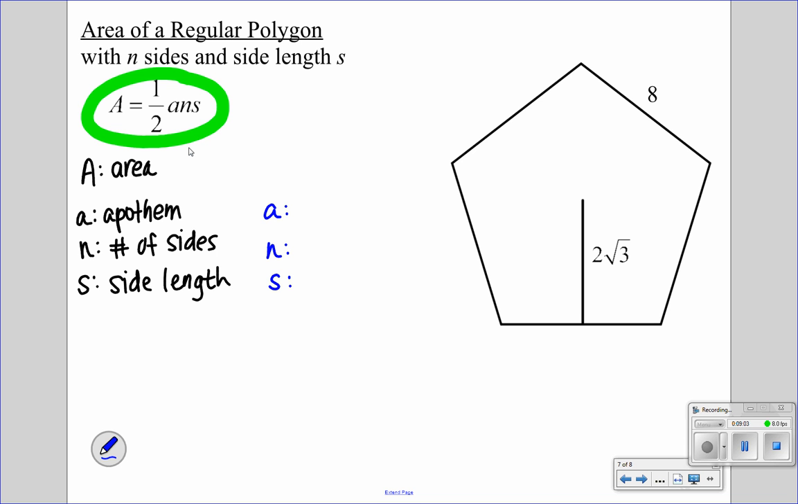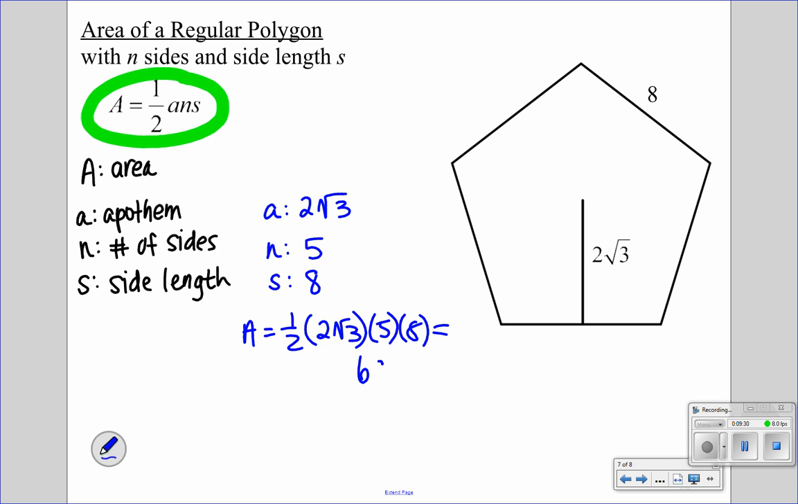I want to fill in these three pieces to see if I have all of the pieces that I need for this area. So if we look at this regular polygon, do we have the apothem? Yes. That's 2 square roots of 3. Number of sides, let's count them, 5. And our side length is 8. So we now can plug this in to our formula, put it into our calculator, and we get about 69.3 units squared for the area.